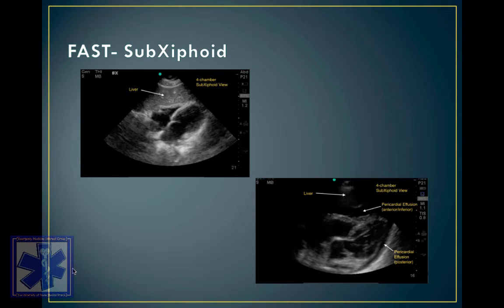Subxiphoid, this is always what you do. You do right upper quadrant, subxiphoid, left upper quadrant, and then pelvic. Same idea. There's your skin, your probe, comes down, hits liver. This is a nice 4-chamber view.